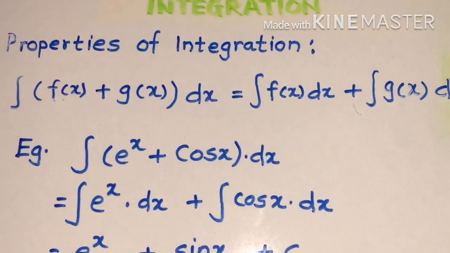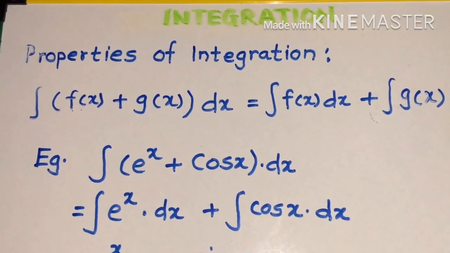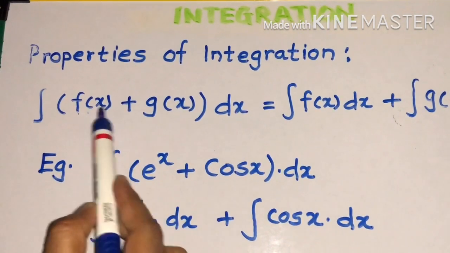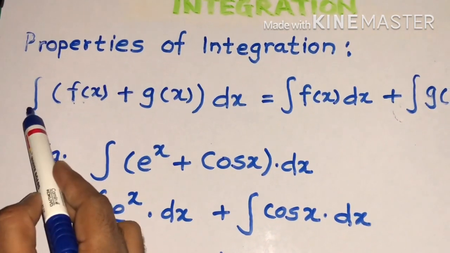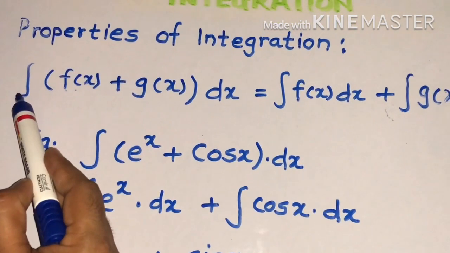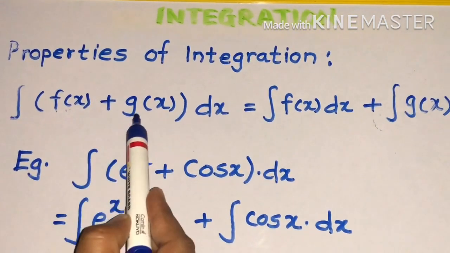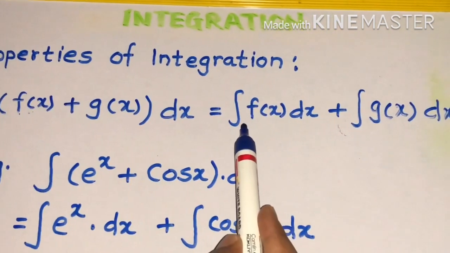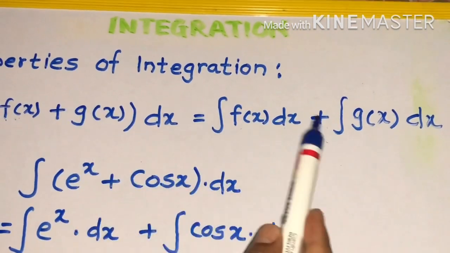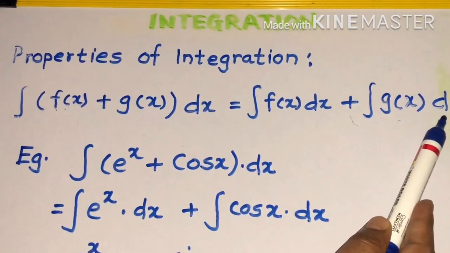Now we are going to see properties of integration. First property is integration of two functions. Say one function is f of x and second function is g of x, and in between them is addition, and we have to integrate with respect to x. Then the rule tells us that this integration goes to the first function and this integration goes to the second function. That only we have written: integration of the first function with respect to x plus integration of the second function with respect to x.